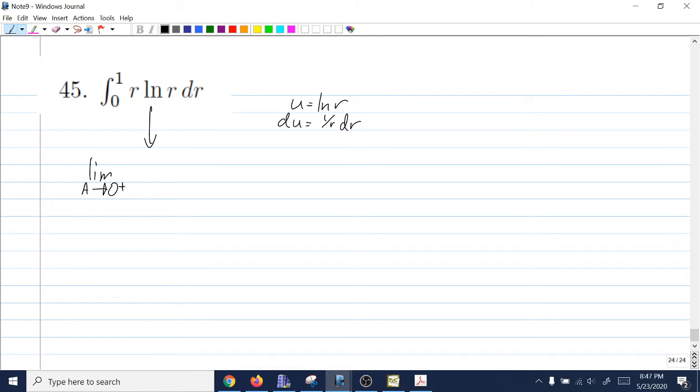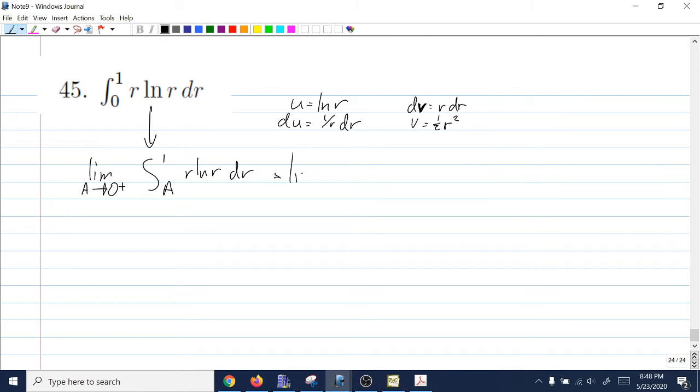I need to take a limit as a approaches 0 from the right of the integral from a to 1 of r log r dr. Now I do the same parts. dv is going to be r dr. Oh, v looks too much like r when I write it. So v is half r squared.